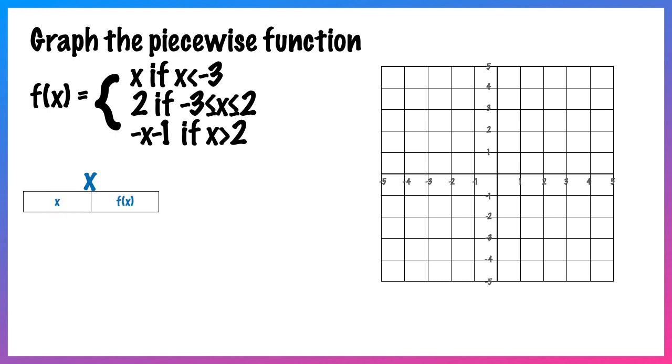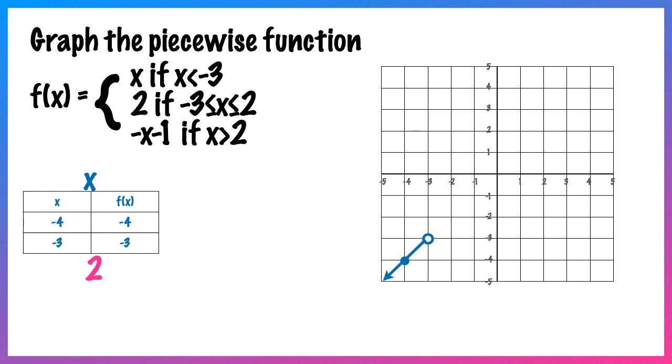We'll plug in a value that is less than negative 3. I'm going to choose negative 4, but you can use any value that is less than negative 3. When I plug in negative 4, I get negative 4, so we'll go ahead and plot that point. Now we're going to plug in negative 3. So negative 3 is going to give me an output of negative 3. So I'm going to plot the point negative 3, but I'm going to use an open circle because this is x is less than negative 3, so that point is not included. Let's go ahead and connect our points.